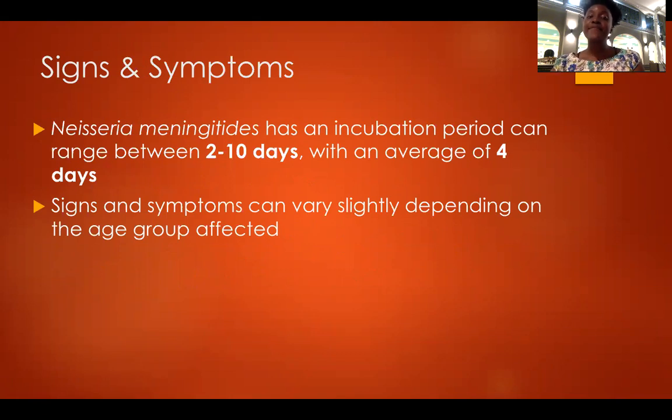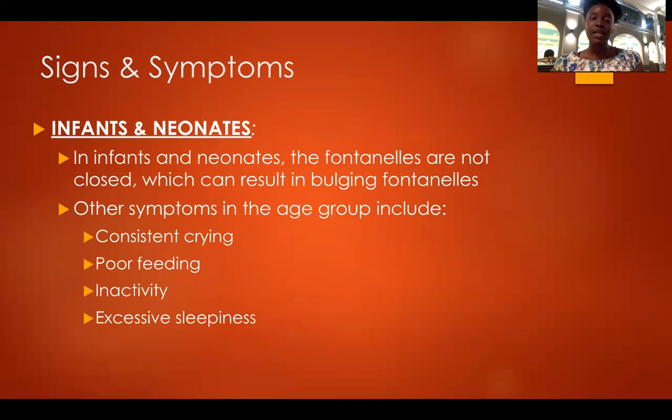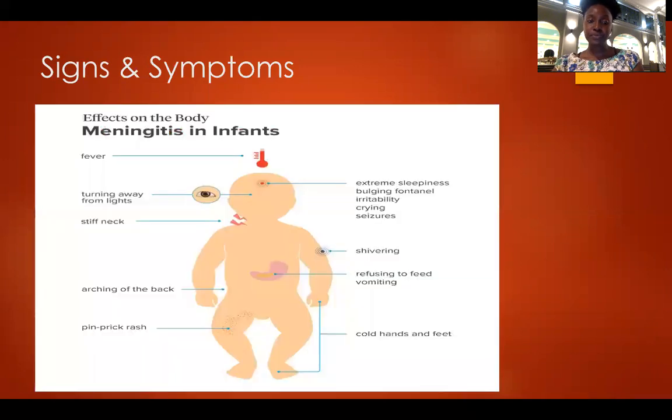Signs and symptoms can vary slightly depending on the age group affected. In infants and neonates, the fontanelles are not closed. This can result in bulging fontanelles. Other symptoms in the age group include consistent crying, poor feeding, inactivity, and excessive sleepiness. In this picture, we see additional symptoms of meningitis in infants. This includes arching of the back, cold hands and feet, shivering, and refusing to feed.